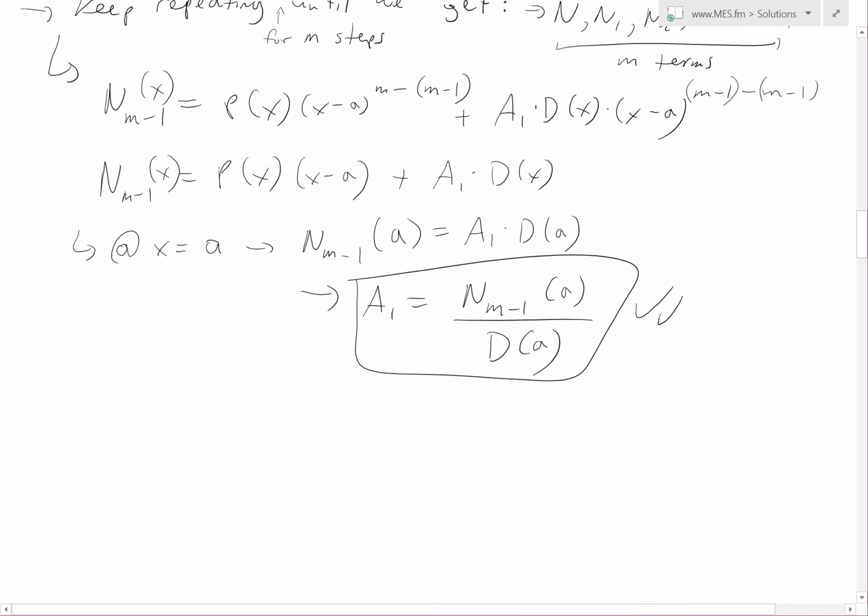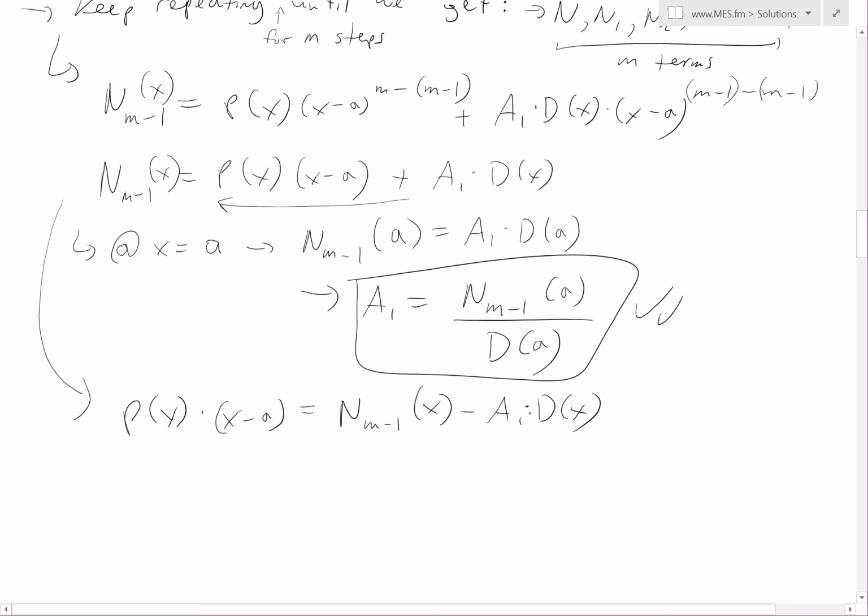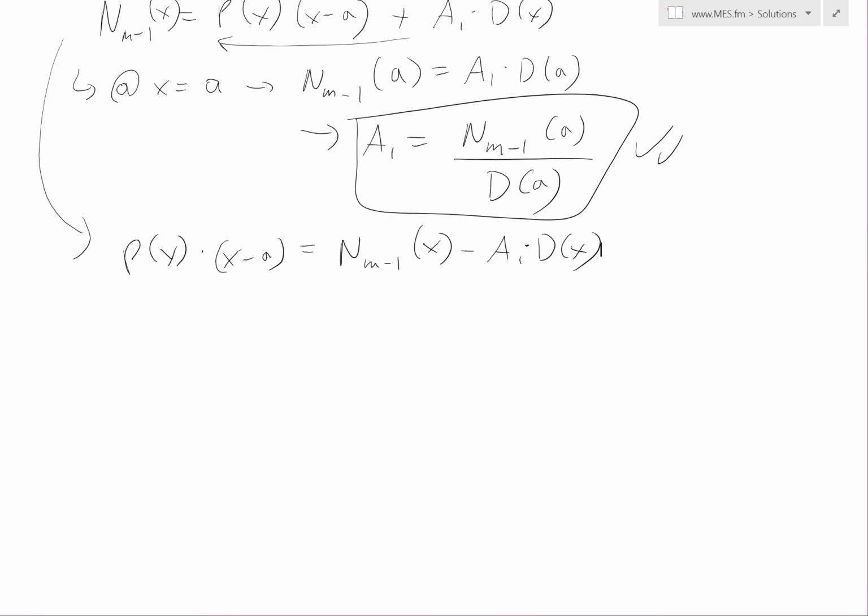We've shown all of these numbers, and now what we could do is write p of x on its own, so we have p of x times, well, x minus a, and then just move this to the left side, so we get equals n m minus 1 of x minus a1 d of x right here. So multiply d of x. So once again, let's look at the degrees of this. Is degree d, and now this one right here, this is degree at most.